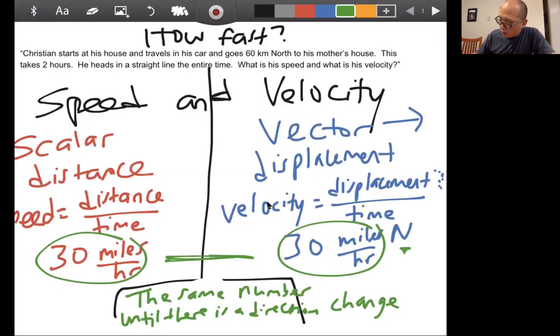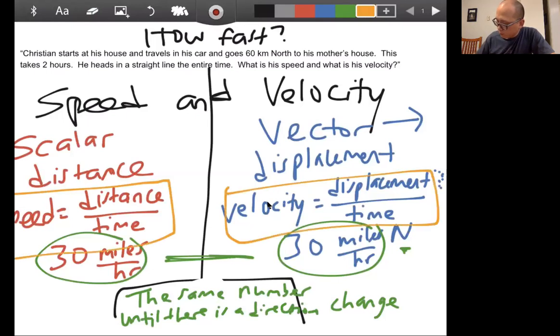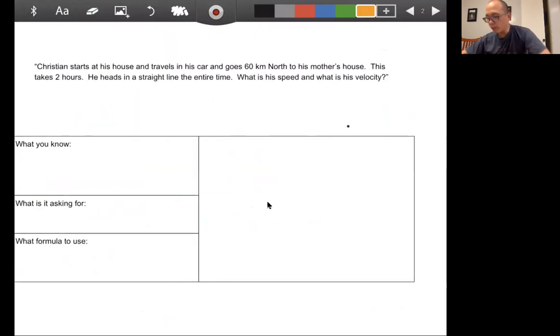Okay, so the formulas you have to remember are here and here. All right, let's use it for a problem now. Just a straight, what is the speed, what is velocity? We'll just calculate it. In this problem, this is the one we talked about.